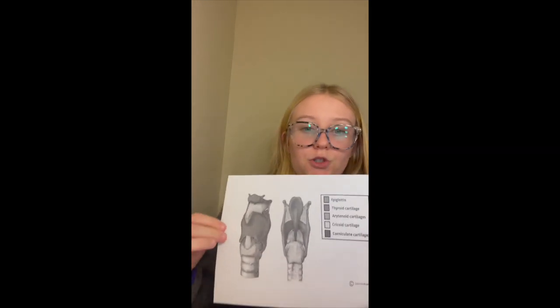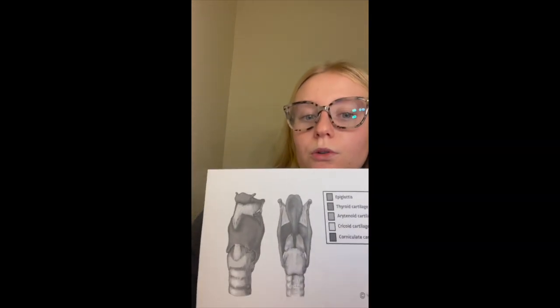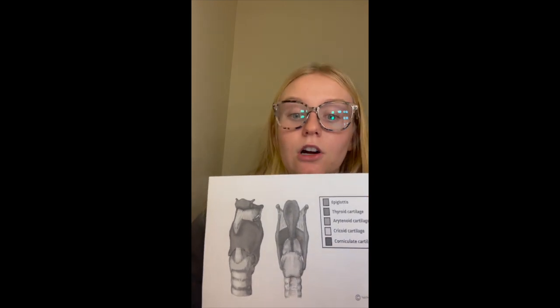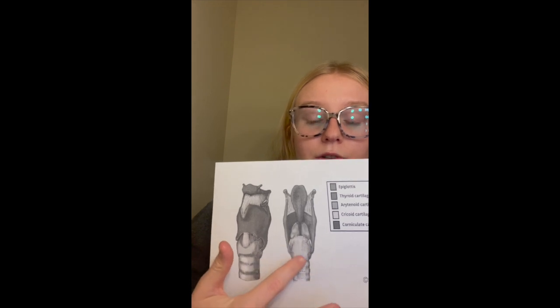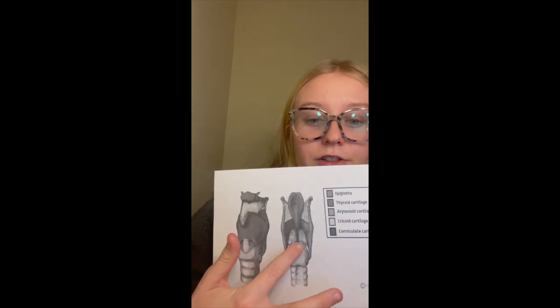All right, so now we are going to talk about the cartilages that are involved in phonation. There are some that are paired and there are some that are unpaired. We're going to use this picture to help us go over them. So starting off with our first unpaired cartilage, we have the cricoid cartilage. It is the base of the arytenoids, so it articulates with the arytenoids right here.